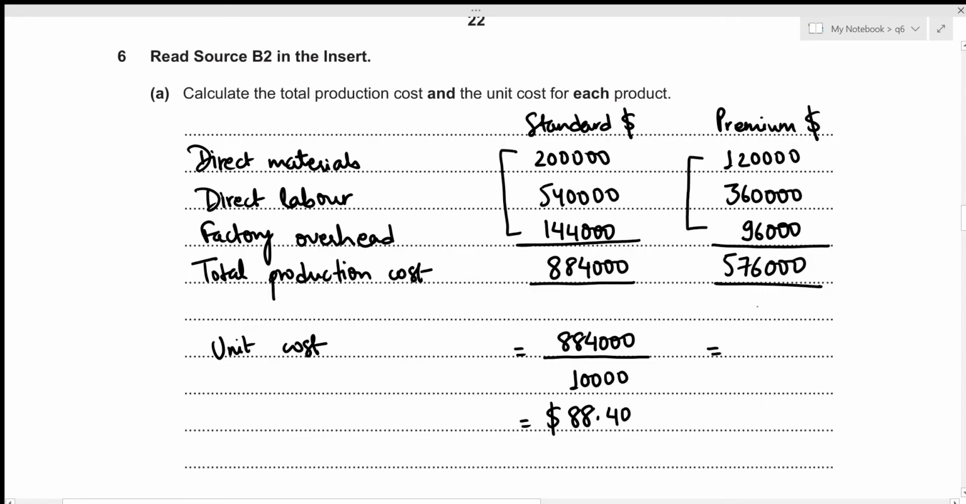We have our total production cost to be 576,000. And we know that the total production units for premium was 4,000. So let's just divide it. And this will give our unit cost for premium to be 576,000 divided by 4,000, which results in the value of 144. This concludes the first part of this question. Now we can move to the second one.